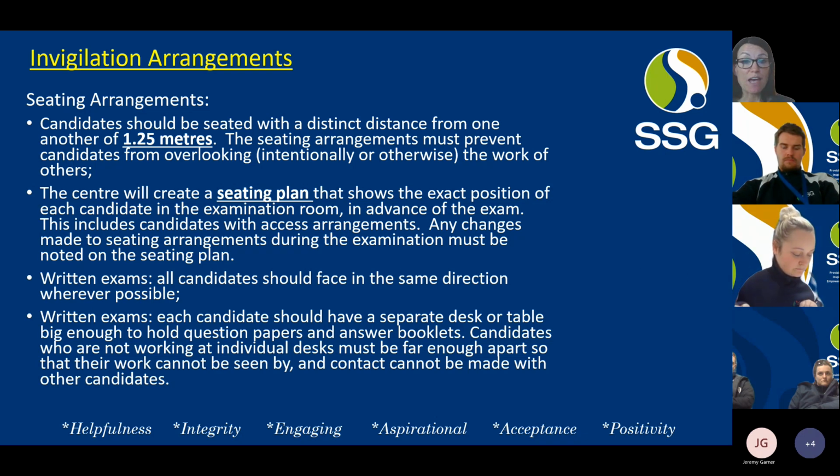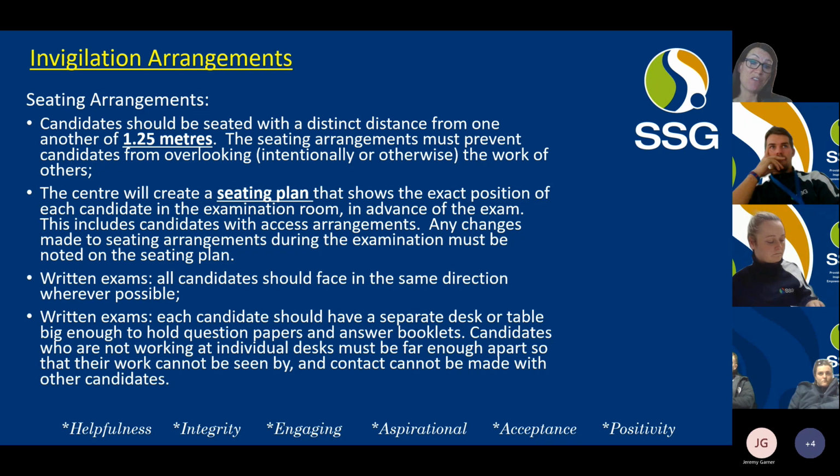You must make sure that the seating arrangements prevent candidates from overlooking each other. So wherever possible, they're put onto separate tables. And particularly for GCSE exams where we have a number of them taking it at the same time, we do have to create a seating plan that shows the exact position of the candidates. And this includes anyone with access arrangements who we normally accommodate in a different room.